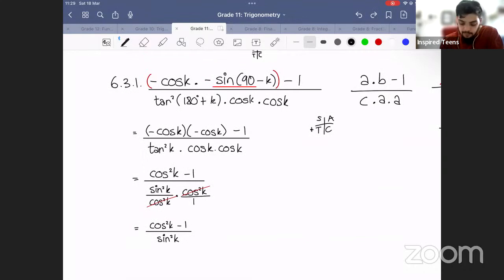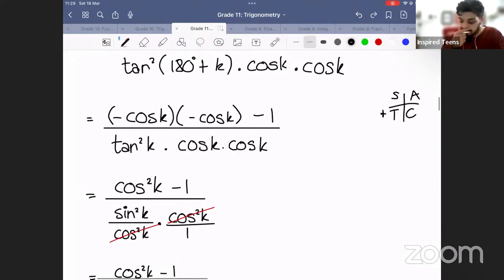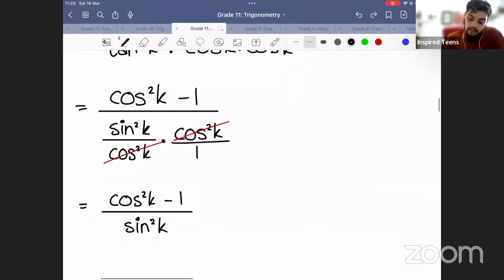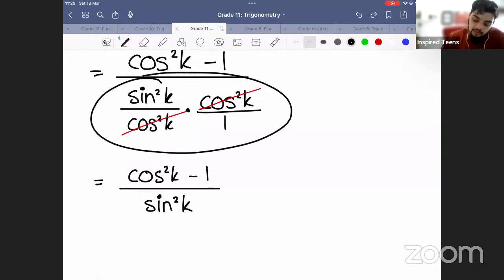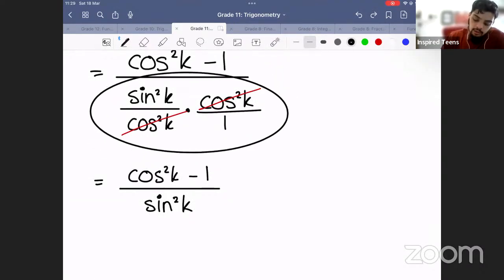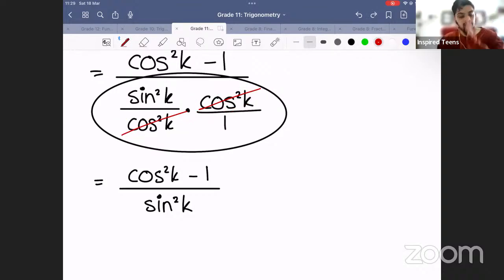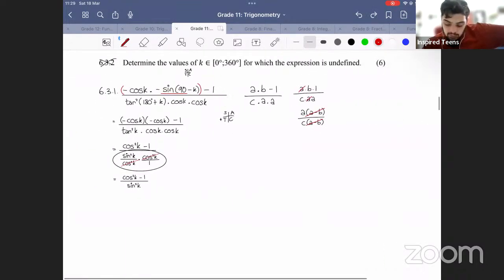Again, please be wary of that minus 1. It's very tricky. You cannot cancel the whole time. Let's look at the denominator. Why was I able to cancel in the denominator? Because in the denominator, there was only multiplication and division, of course: sine squared k over cos squared k times cos squared k over 1. No subtracting or addition. Okay, so that's fine. Let us move on.